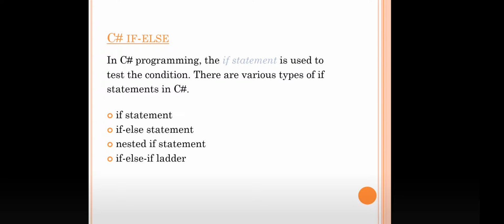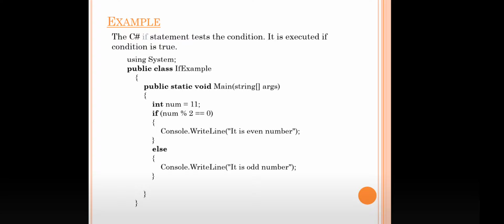There are various types of if statements in C sharp. First is if, then if else, then nested if statements, then the if else if ladder statement. Ladder means where we want to repeat them as many times as we want. Here is a simple example of an if statement. The C sharp if statement tests the condition. It is executed if the condition is true, otherwise it goes to the else.